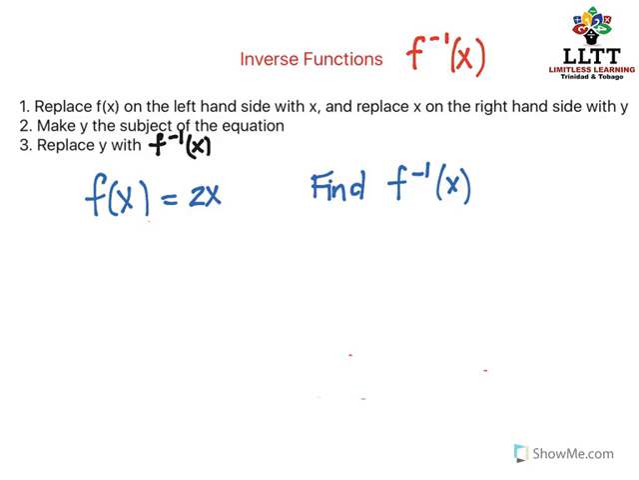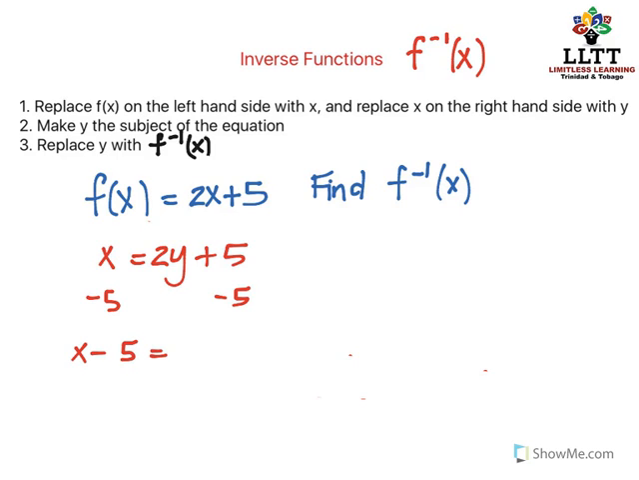So let's say that f of x was equal to 2x plus 5, and we wanted to find the inverse function, f inverse of x. The first thing we do is on the left hand side we replace f of x with x, and on the right hand side we replace x with y. So this is 2y plus 5. Then we make y the subject. So I'm going to take away 5 from both sides first.